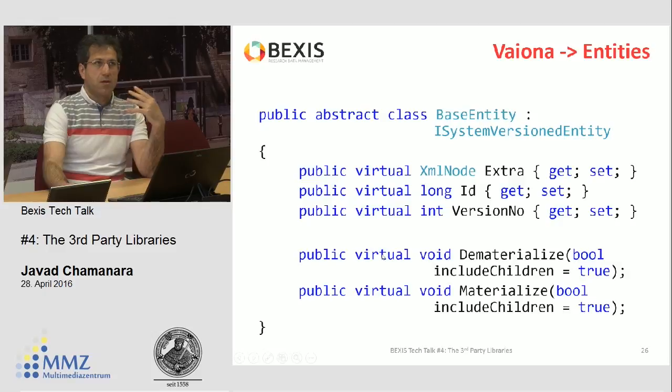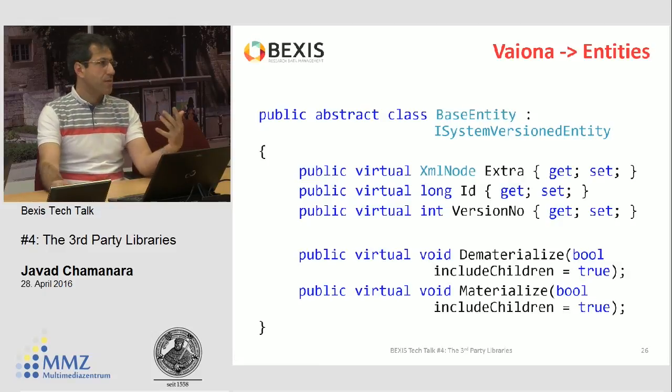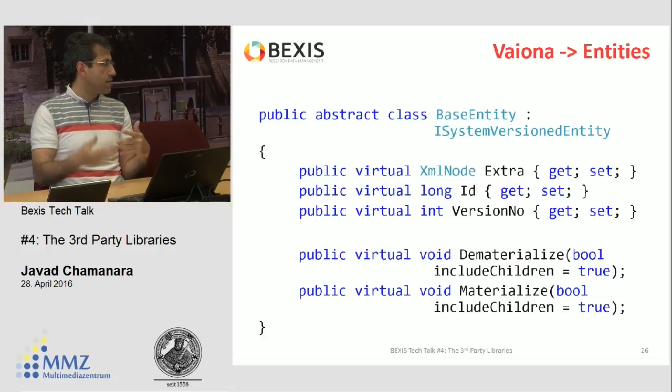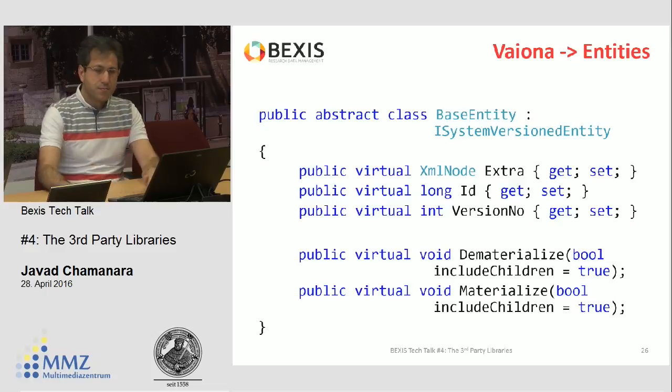Here, as these functions are provided and because they are virtual, the exact concrete class can override them if they need more. Maybe it is a complex object that has dematerialization on itself and also on its children. In that case, it can override this to go to the children and also materialize or dematerialize the children.